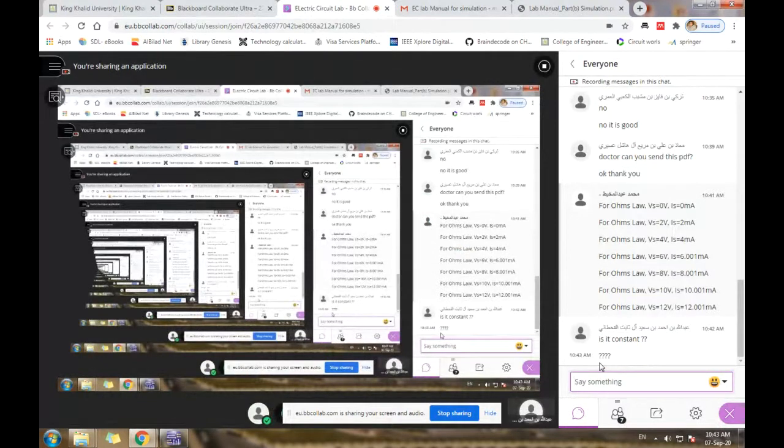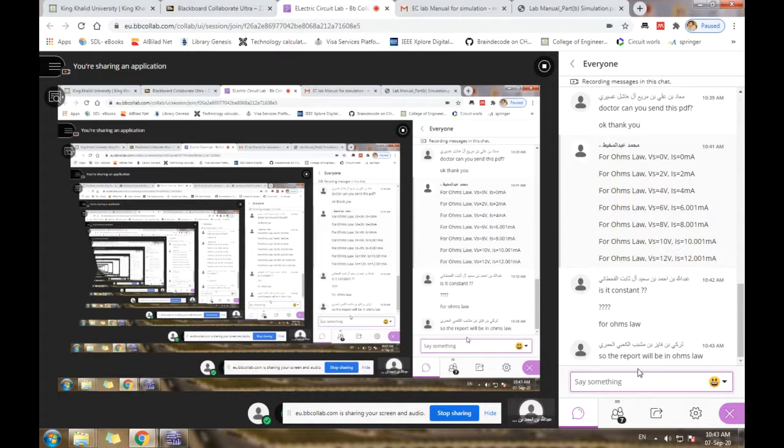Which is constant? Abdullah Ahmad, what do you mean? Is it constant? Which is constant? For Ohm's law, constant means what? This voltage zero, like when the voltage is zero, current is zero. When it is two, the current is two. You mean this, whether it will be constant or not? It depends upon the value of the resistor.